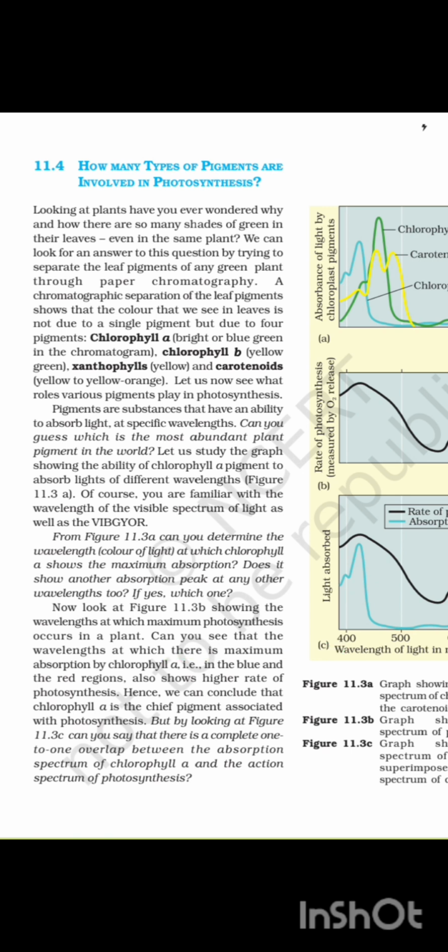Can you see that the wavelengths at which there is maximum absorption by chlorophyll a, in the blue and the red region, also show a higher rate of photosynthesis? Hence we can conclude that chlorophyll a is the chief pigment associated with photosynthesis. But by looking at Figure 11.3c, can you say that there is complete one-to-one overlap between the absorption spectrum of chlorophyll a and the action spectrum of photosynthesis?